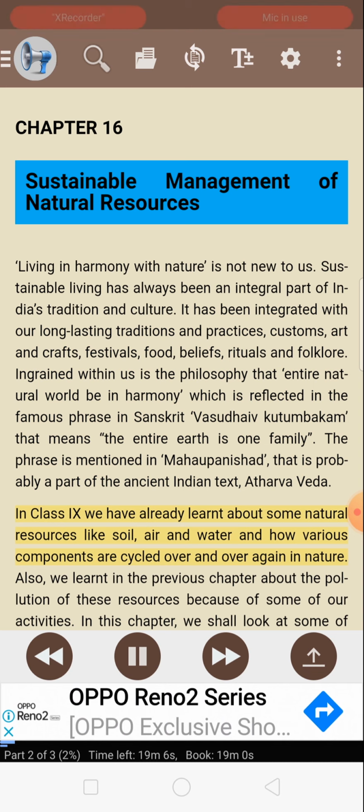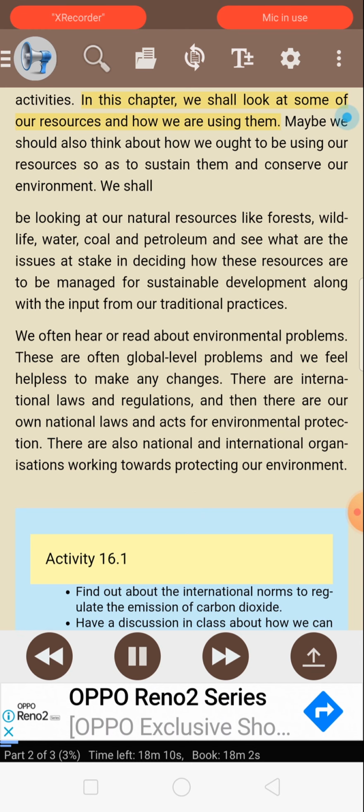In class 9 we have already learnt about some natural resources like soil, air and water and how various components are cycled over and over again in nature. Also, we learnt in the previous chapter about the pollution of these resources because of some of our activities. In this chapter, we shall look at some of our resources and how we are using them.